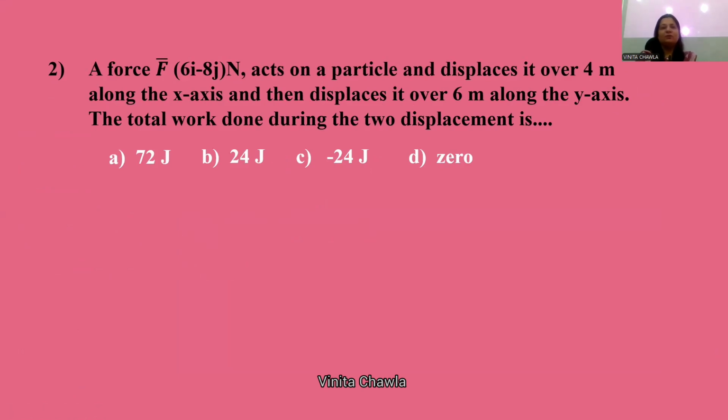A force F is equal to 6 i cap minus 8 j cap Newton acts on a particle and displaces it over 4 meter along the x-axis and then displaces it over 6 meter along the y-axis. The total work done during two displacement is. Find the answer.